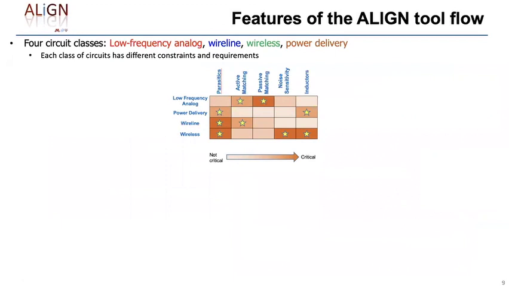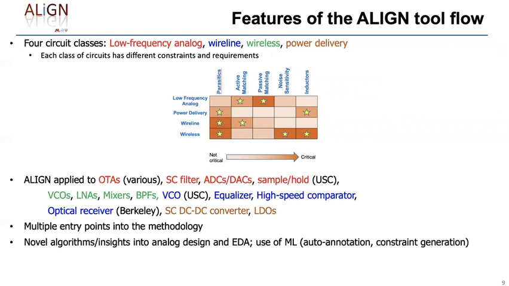The targets of Align are 4 classes of circuits: low frequency analog circuits, wireline, wireless, and power delivery. And each class of circuits has its own set of constraints and requirements. In fact, traditionally, it's been hard to build a unified analog layout generation tool because every circuit is different and has its own needs. For example, low frequency analog circuits require strong active and passive matching, but power delivery circuits may not require this. We color code the 4 types of circuits using red, blue, green, and brown, and we show how Align has been applied to circuits within each category as shown over here.